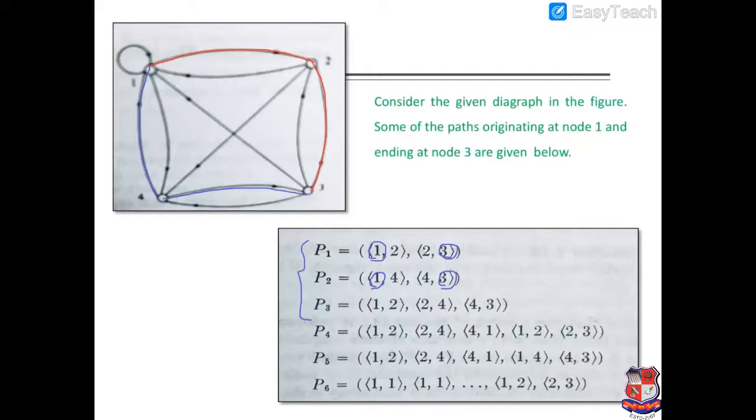The first path is (1,2), (2,3), the second path is (1,4), (4,3), the third path is (1,2), (2,4) and (4,3). So here nodes are not repeated. Therefore these paths P1, P2 and P3 are called elementary paths. Here the path P5 is simple but not elementary because all the edges are distinct. The edges (1,4) and (4,1) are both distinct edges, but here the nodes are repeating. Therefore it is simple but not elementary.